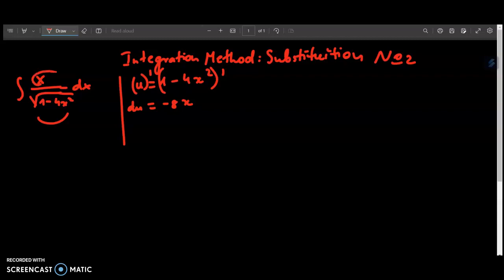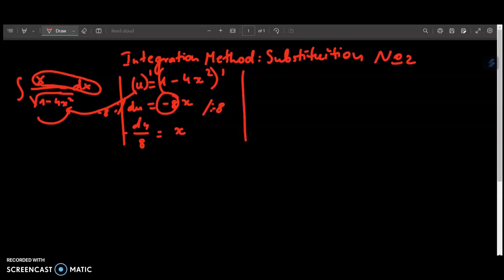Our task is to simplify this part, because once we simplify, we can easily substitute the expression under the root, 1 minus 4x squared, as u. But for the x and dx, we should simplify as du, yes, but we have a minus 8 before the x, minus 8 multiplied by x. So our task is to divide both sides by minus 8 in order to simplify it. So it's going to be du over minus 8, and it's equal to just x dx, right?